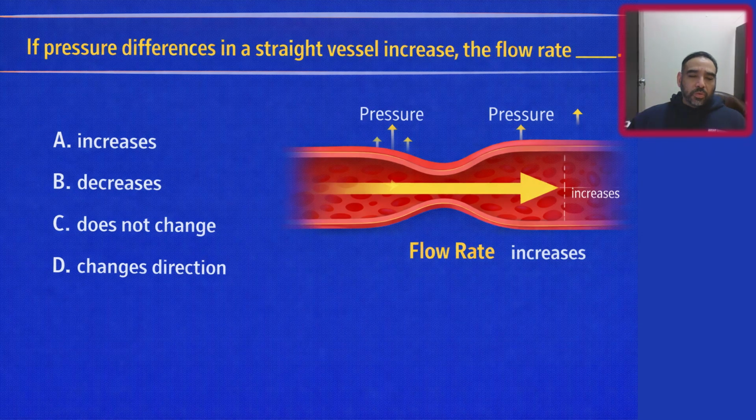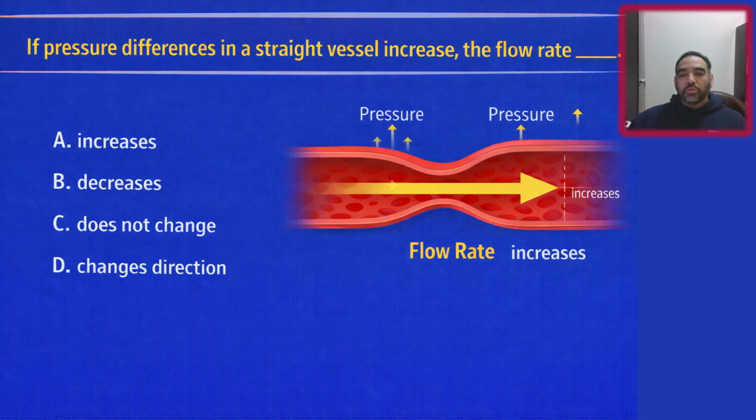Okay, so the next question is, if pressure differences in a straight vessel increase, the flow rate does what? A, increases, B, decreases, C, does not change, or D, changes direction. And the correct answer here would be A, it increases.